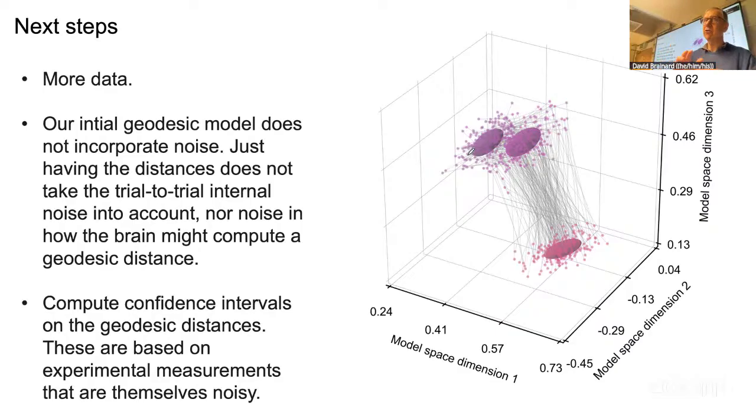These violations look large enough to me that I don't think it's going to work. Possibly a model that says the neural calculation of geodesic distances is itself noisy, and the noise gets bigger as you go further, maybe. And we'll play around with that a bit. We also need to compute confidence intervals on everything in sight, because the geodesic distances we compute are based on psychophysical data, which itself has some noise. So a lot more to do here, but anyway, I'm telling you where we are.